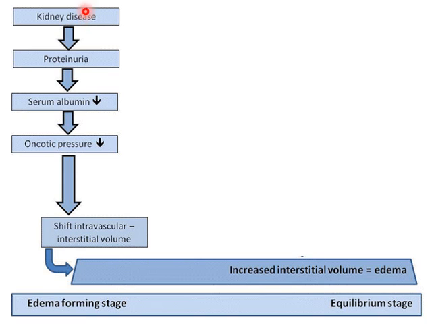When kidney disease develops and there is proteinuria, as we said, serum albumin will fall, and this will lead to decrease in the plasma oncotic pressure. Here, the fluid will shift from the intravascular to the interstitial fluid, and thereby there will be increased interstitial volume or edema.